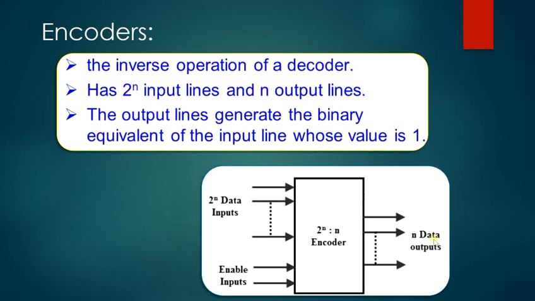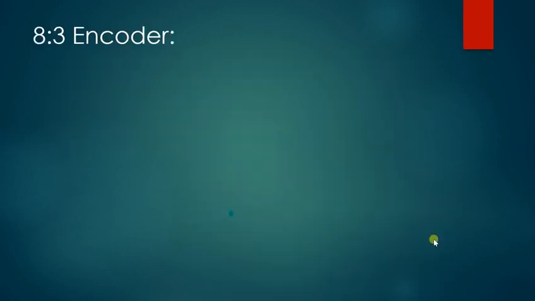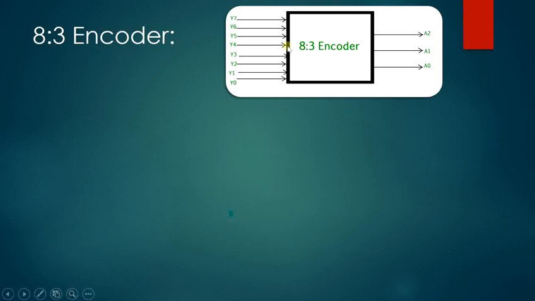So let us understand with an example how an encoder functions. I am considering the example of an 8:3 encoder. So you can see that there are 8 inputs, and these inputs I am specifying in terms of Y and outputs are specified in terms of A. So you have 8 input lines and 3 output lines, hence the name 8:3 encoder.